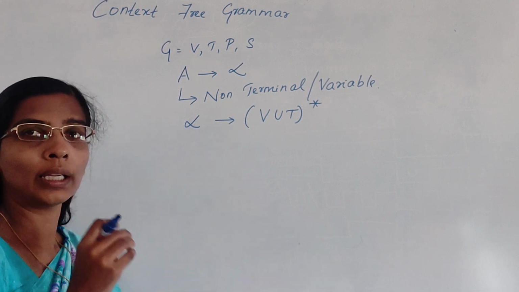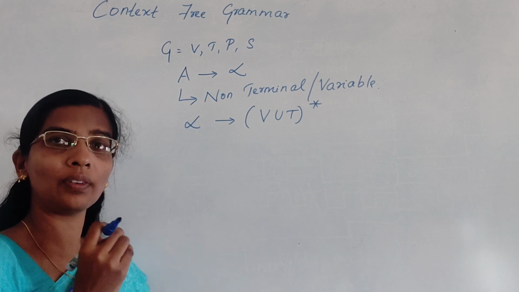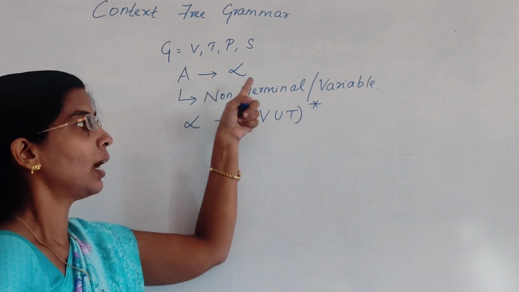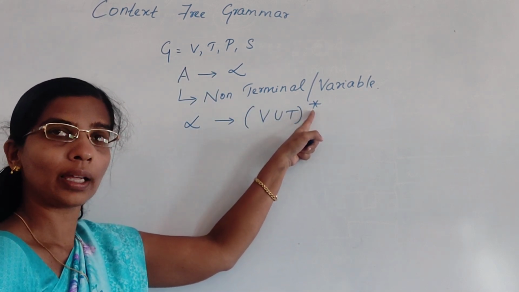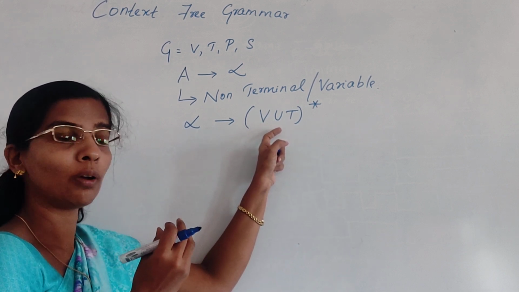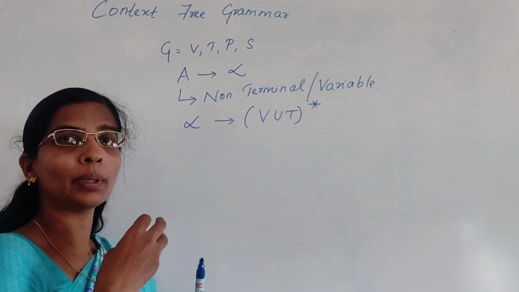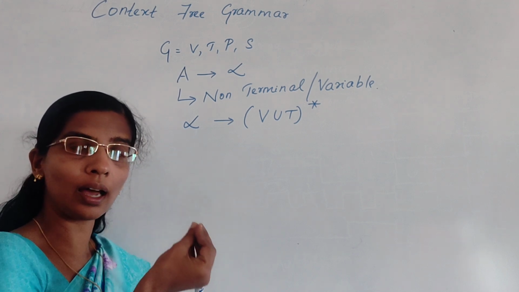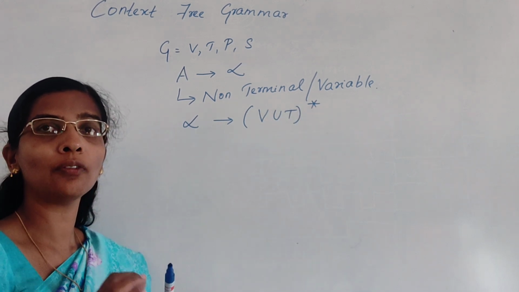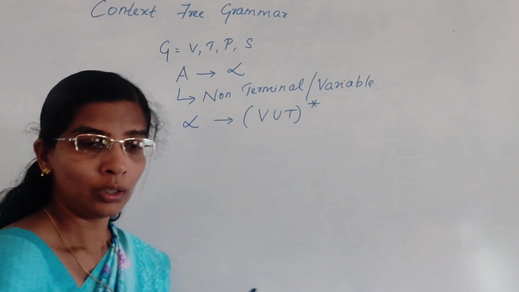So in context-free grammar, the LHS of your production should have a single non-terminal. But in RHS, I can have epsilon, or I can have a string with a combination of variables and terminals. I can have a combination of variables and terminals at the RHS, or I can have epsilon. But in LHS, I should have only a single non-terminal.